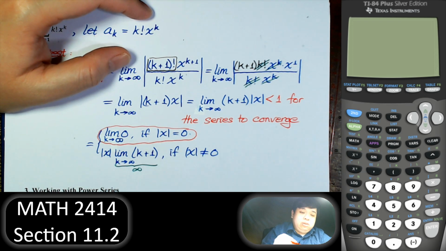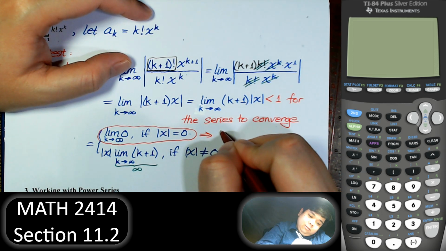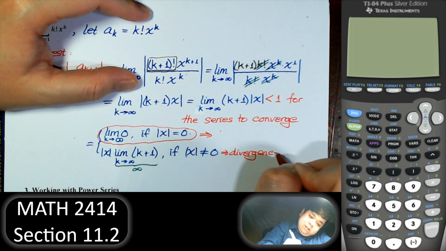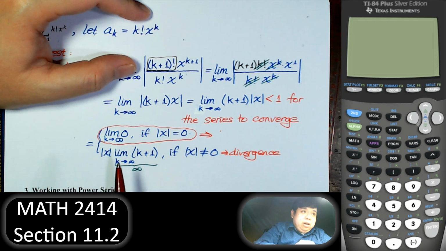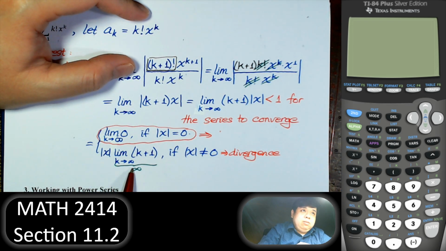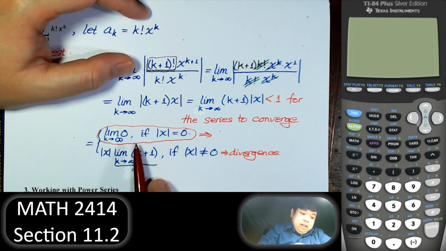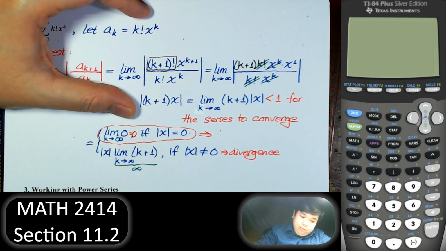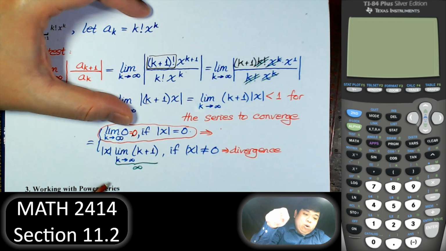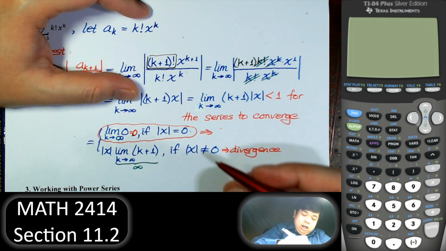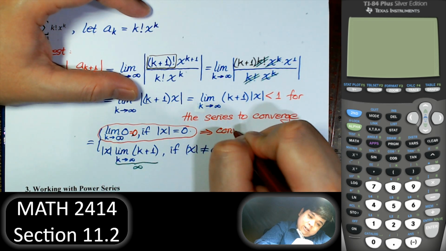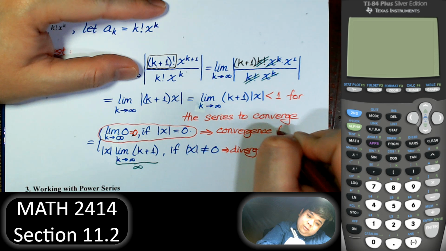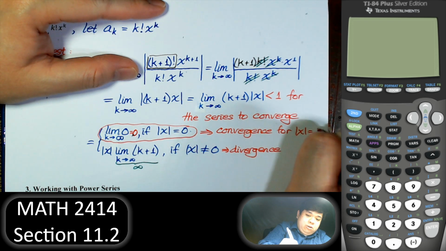The center, of course, is at 0. Otherwise this will be divergent, because we have infinity, which is not less than 1. At 0, the limit is equal to 0. So if it is equal to 0, then it is less than 1, which is good. So this is convergence for absolute value of x equal to 0.